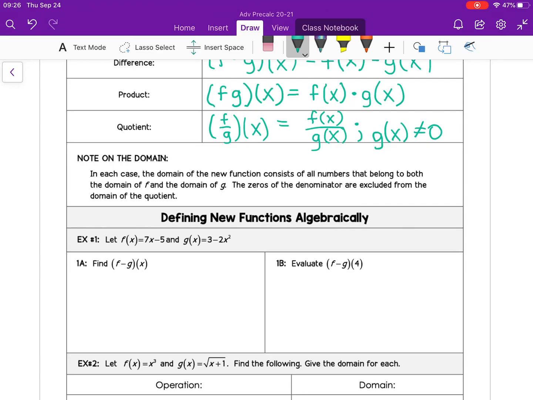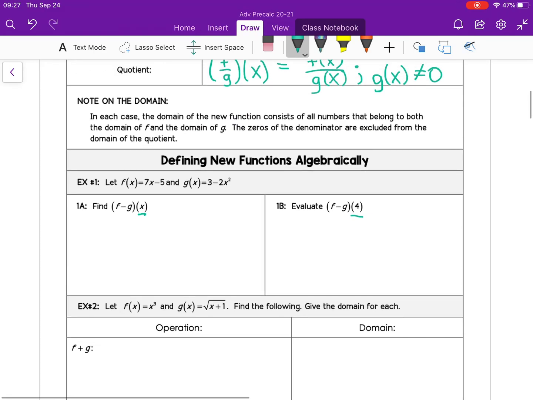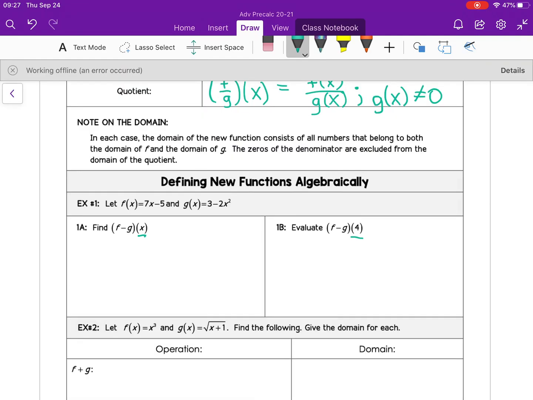All right, so next up, we're actually going to do some examples of what that looks like. If you think that you remember, go ahead and try the activity. That's fine. But at least listen to me for 1A and 1B to notice the difference between x versus a number. And then we'll be discussing domains for some others. Okay.